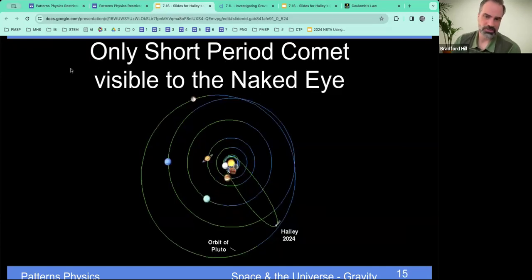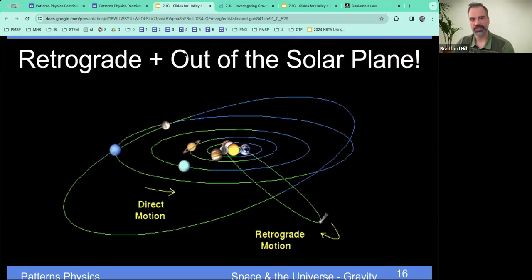Awesome. So here's just a couple more slides that show that Halley's Comet is pretty unique in its highly elliptical orbit, when a lot of the other major planets all have very near circular orbits. And of course, Pluto doesn't, and it's a minor planet. Another thing that's cool is it's retrograde. It's spinning the opposite direction, and it's not in the solar plane. So most of the planets, of course, with how they formed, are in the solar plane.